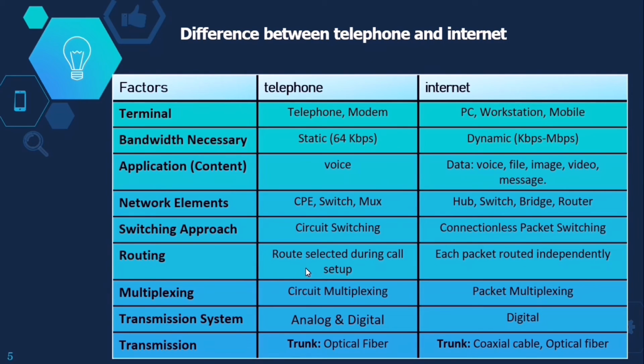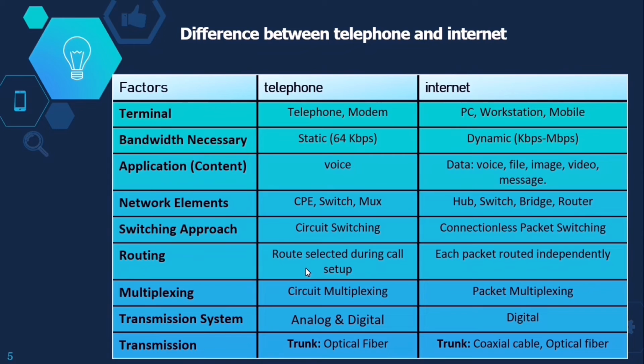There are various factors that differ between the telephone and the internet. The first factor is the terminal, where the telephone requires a modem and the internet requires a PC to operate the system. Second, the telephone only uses a static bandwidth of 64 kilobytes, but the internet uses a dynamic bandwidth, from kilobytes to megabytes. The telephone can only be used for speech. However, the internet can be used for data, voice, files, pictures, and so on.